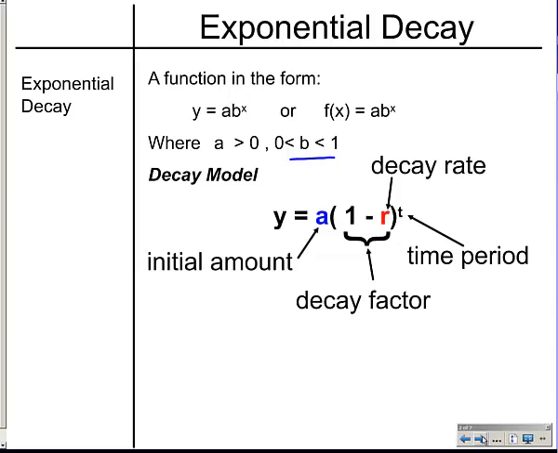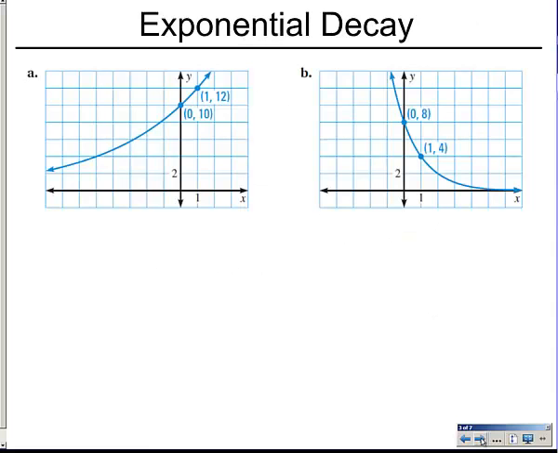The decay model is very similar to the growth model. The only difference is instead of having a 1 plus, we have a 1 minus the decay rate. So the decay factor is actually 1 minus the decay rate. We're not going to increase by the rate, we're going to decrease by the rate. But everything else is still the same. We still have some initial amount that we start with, and then we decay from there. And then we have a time period, and that could be in minutes, hours, days, or weeks, depending on whatever the scenario is.